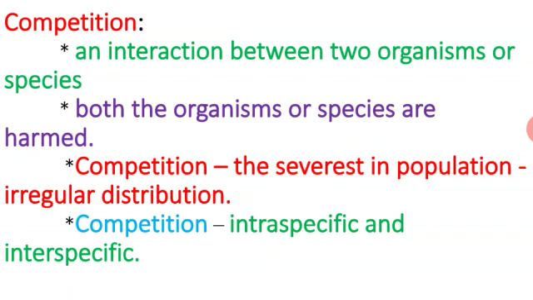Competition is nothing but interaction between two organisms or two species. One organism may be harmed or benefited, and the rest of the population will be harmed. Such things are named as competition. This competition is divided into two types: intra-specific and inter-specific competition.